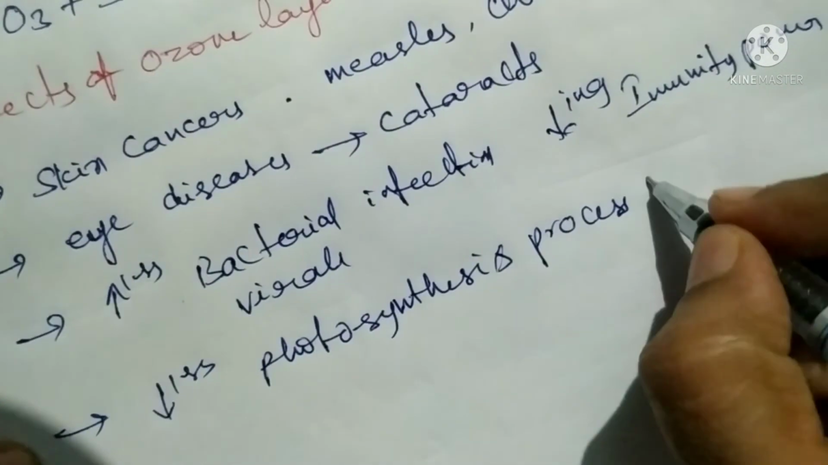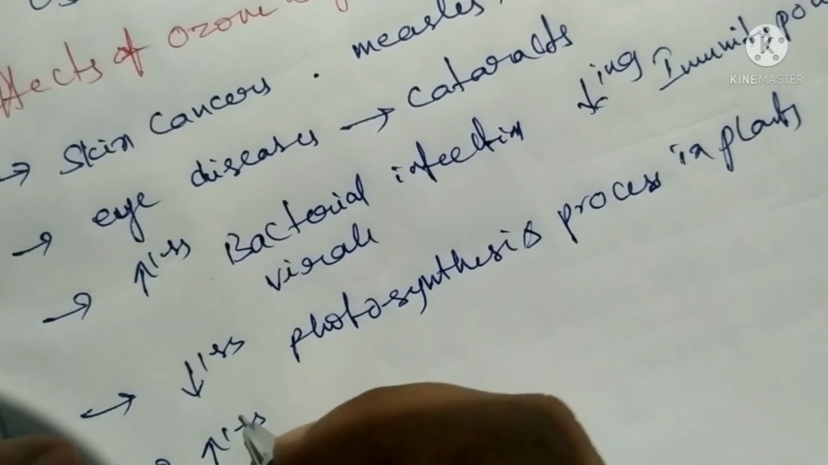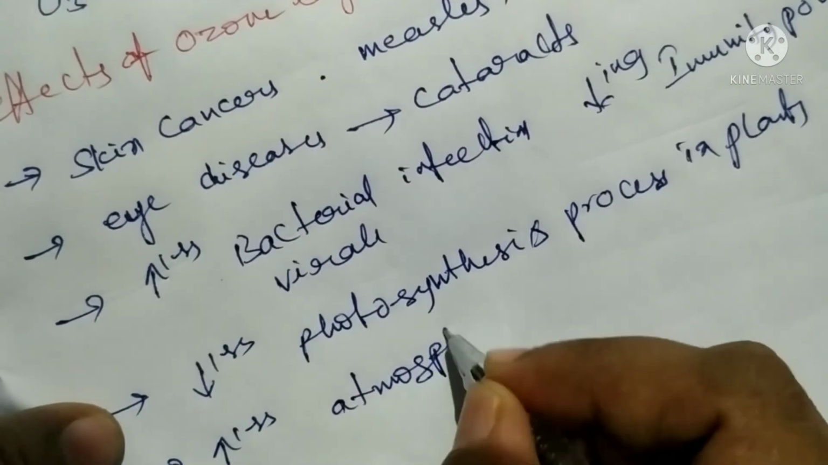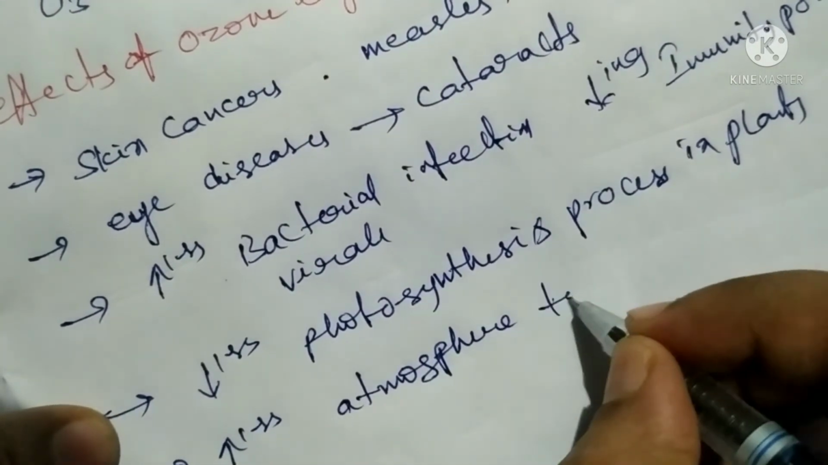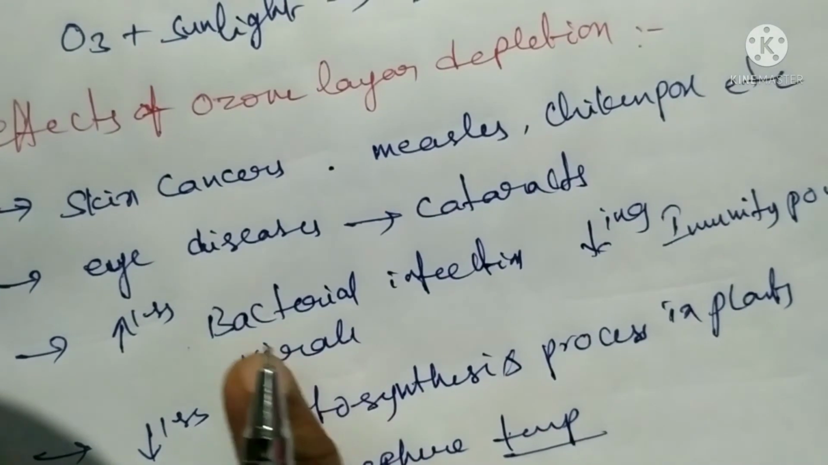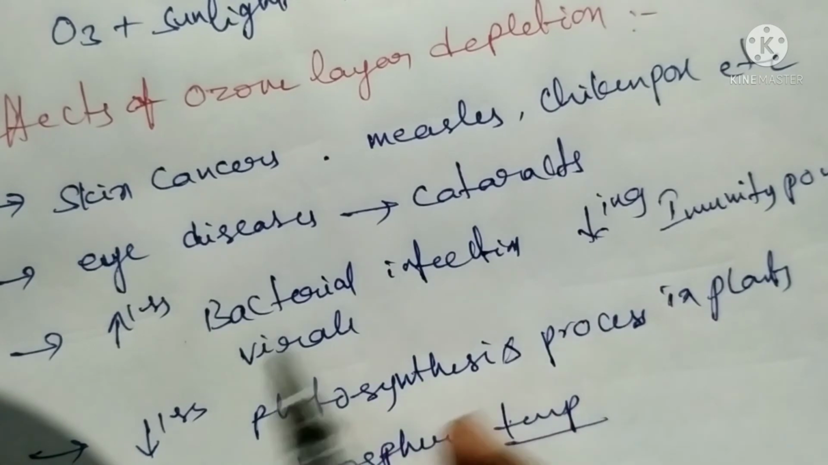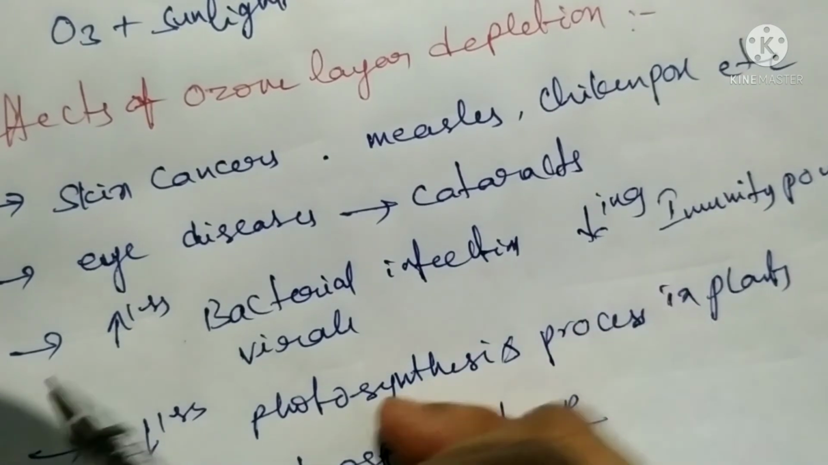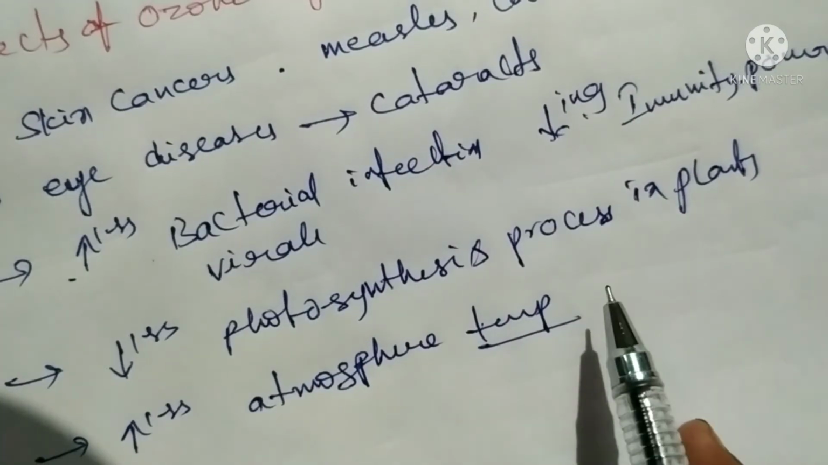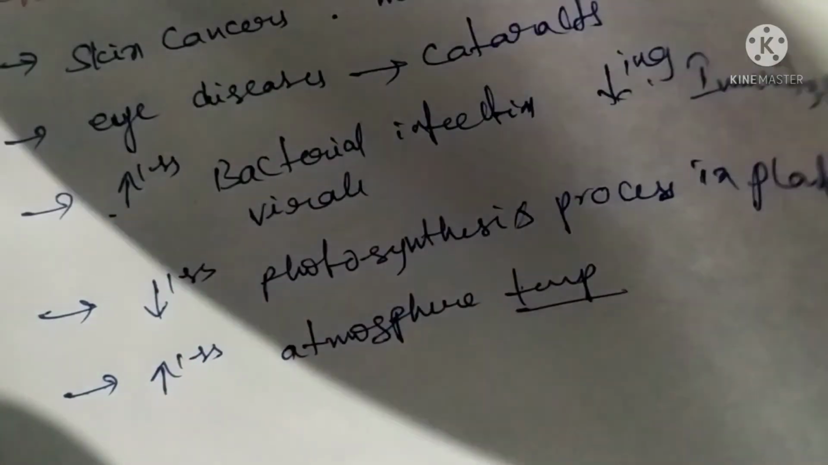It also decreases the photosynthesis process in plants, and also increases the earth's atmospheric temperature. So it also increases the atmospheric temperature. So these are the effects of ozone layer depletion: skin cancers, eye diseases, that is cataract formation, bacterial and viral infections increase due to decreased immunity power, photosynthesis in plants decreases, and atmospheric temperature increases. So these are the effects of ozone layer depletion.